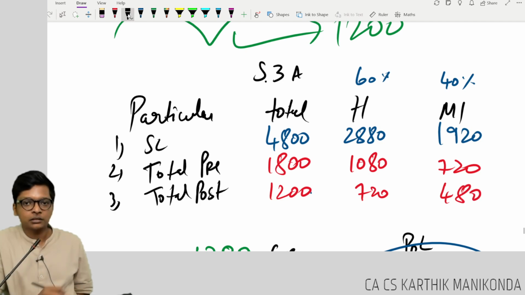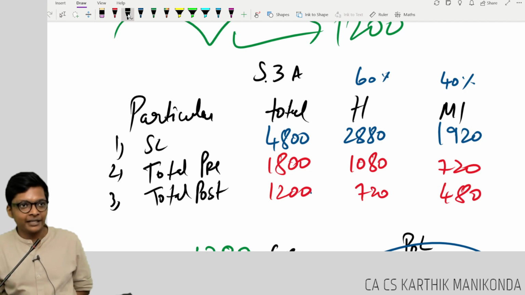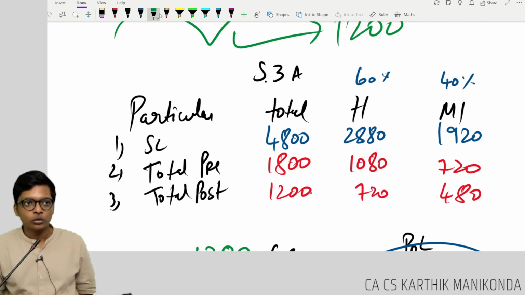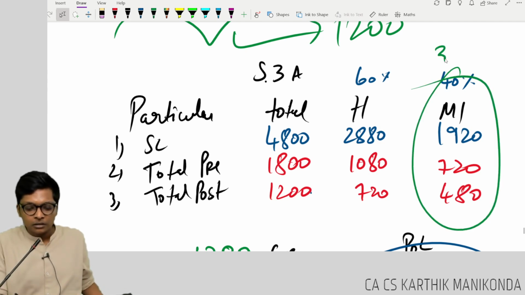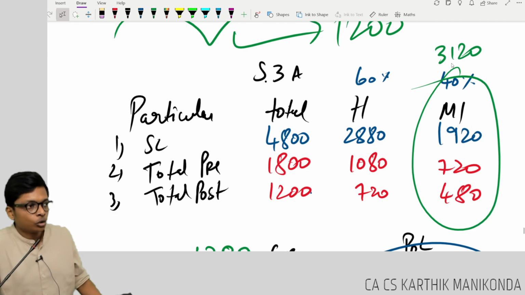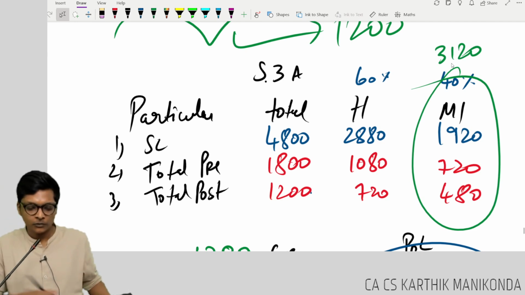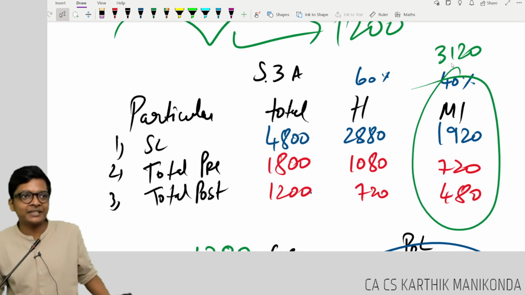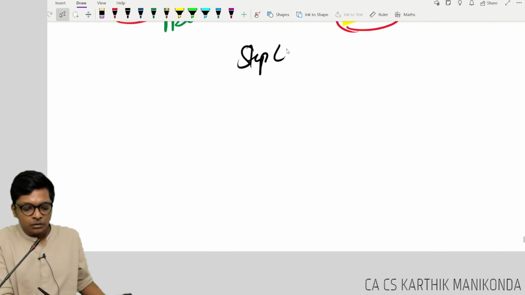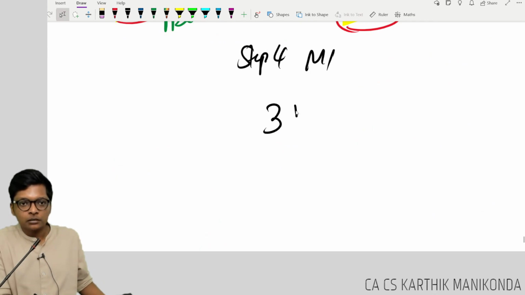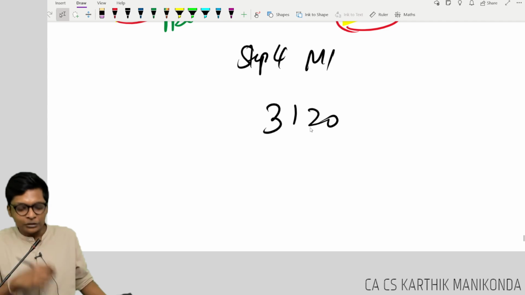Understood till here, guys? If you go step by step, are you getting it? What is minority now? Total of this, how much? 3120. Everybody finish step 3A, the magic table. Come down. What is the next step? Minority interest. How much? 3120. Another way to compute it.